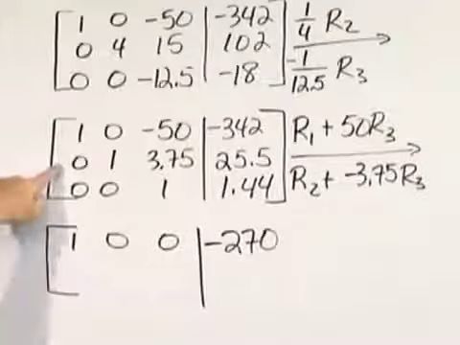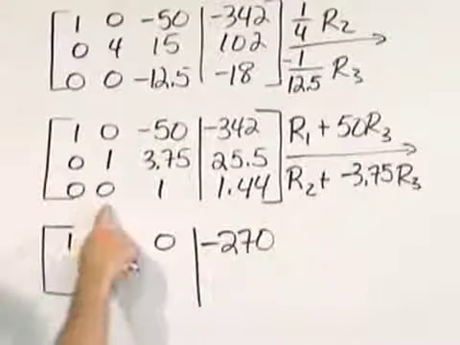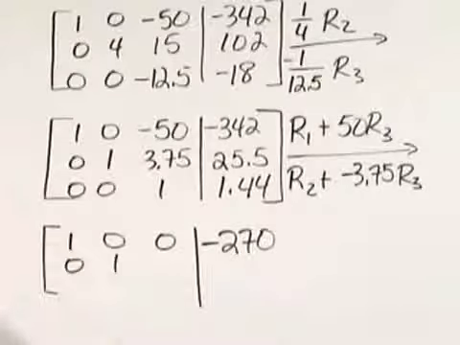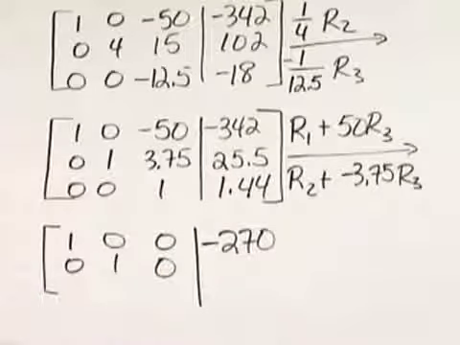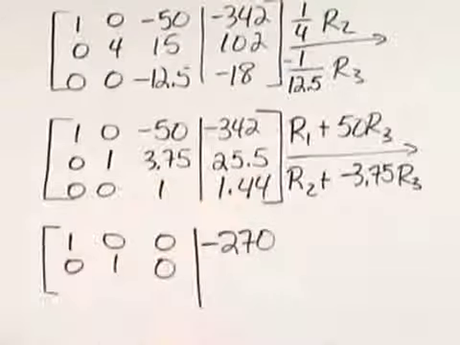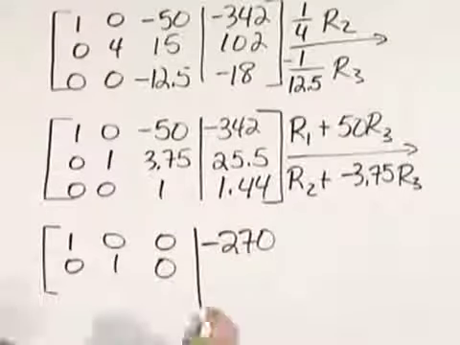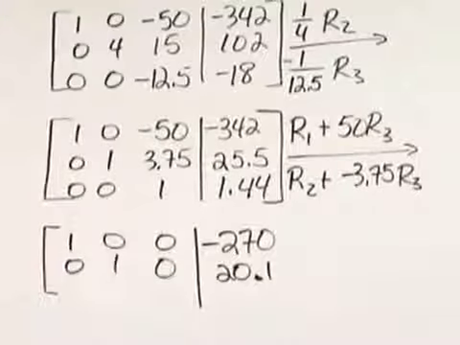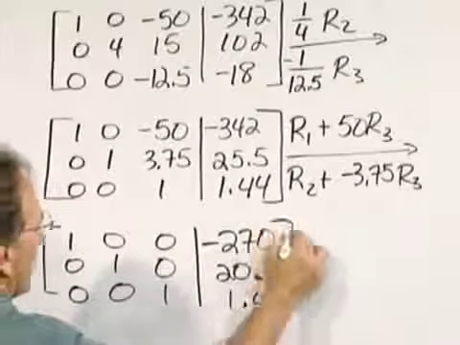Row number 2 now. We're going to add again the negative 3.75 of row number 3. So the 0 and 1 remain the same. That is, they're unchanged. The 3.75, of course, gets added to negative 3.75, giving us 0. And now we need 25.5 plus negative 3.75 times 1.44, and that result is 20 and 1/10. For row number 3, it remains the same, 0, 0, 1, 1.44.